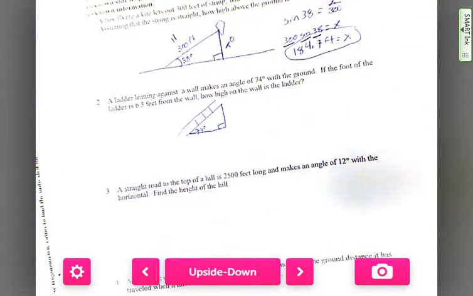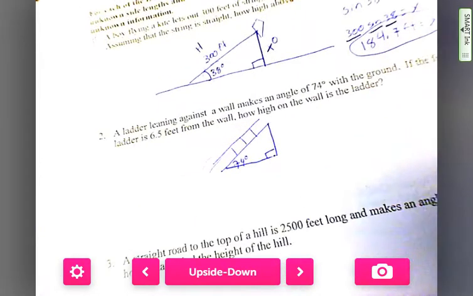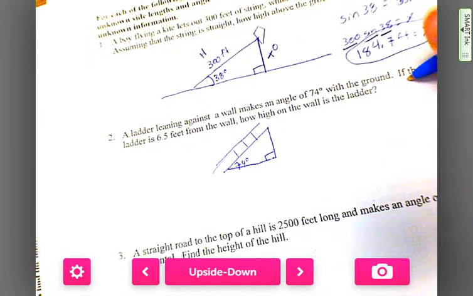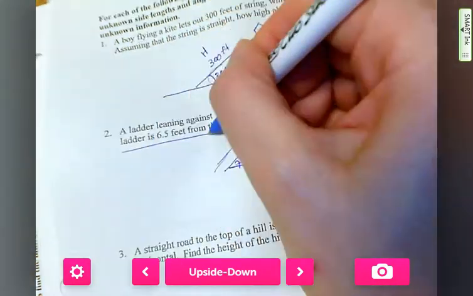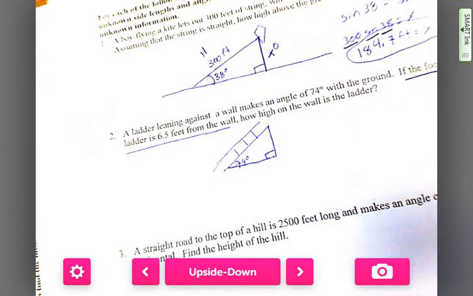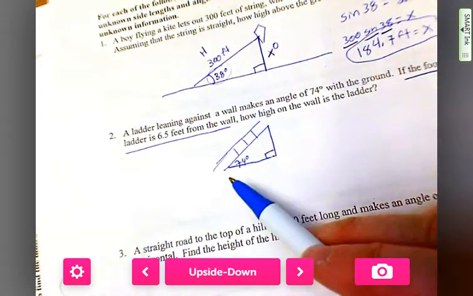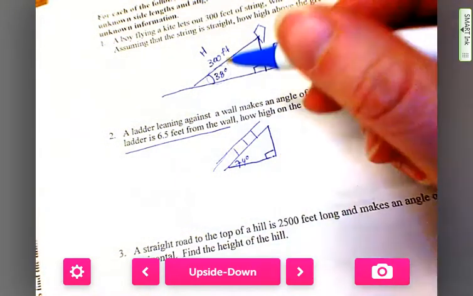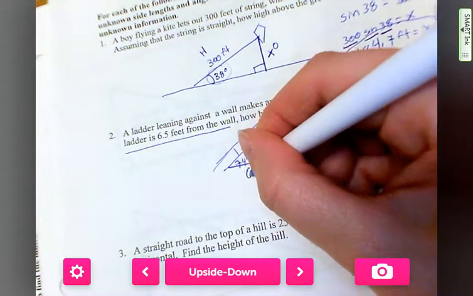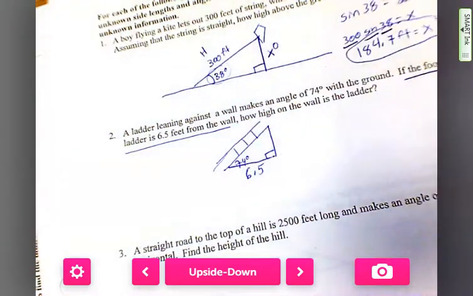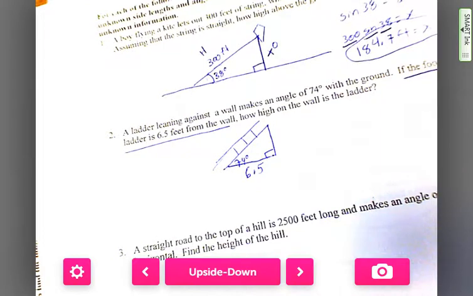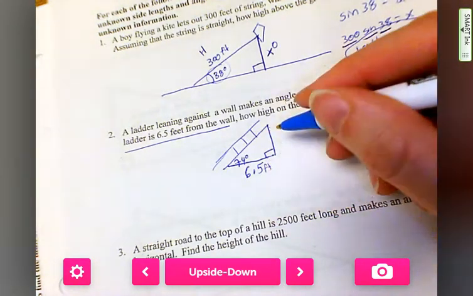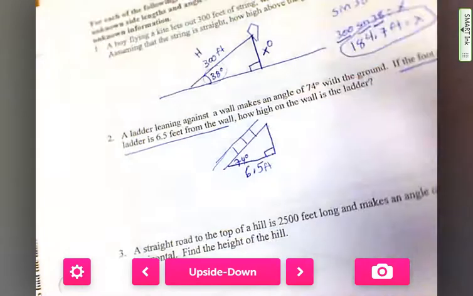Okay. If the foot of the ladder is 6.5 feet from the wall, how high is it up on the wall? Where do I put 6.5 feet? Okay, let's read it again. If the foot of the ladder is 6.5 feet from the wall. So where's the foot of the ladder? Down here, right? It's 6.5 feet away from the wall, so it goes on the bottom, right? And where does my variable go? What am I trying to find? The height of the wall or the hypotenuse of the ladder? What is it asking me?